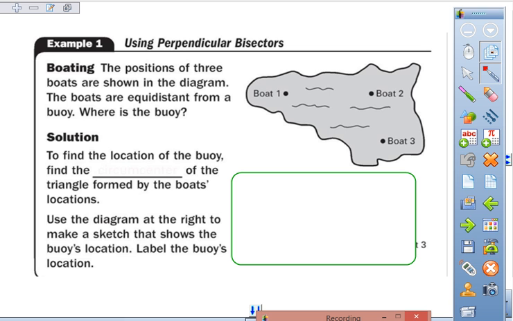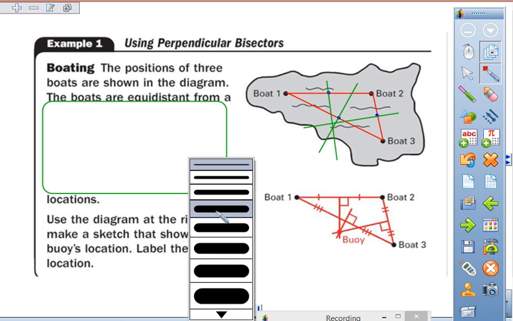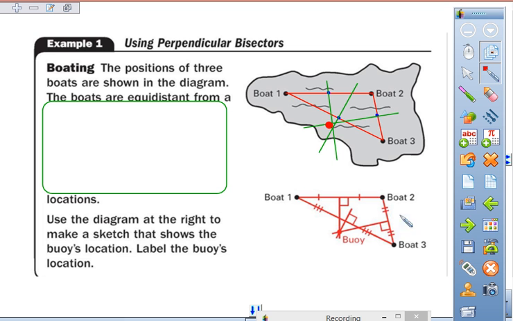So let's try an application of this. Boating. The positions of 3 boats are shown in a diagram. The boats are equidistant from a buoy. Where is the buoy? So let's construct a triangle and find the midpoint of each. And then you want to sketch in the perpendiculars. Once you sketch in the perpendiculars, it looks like our point of concurrency is outside the triangle.